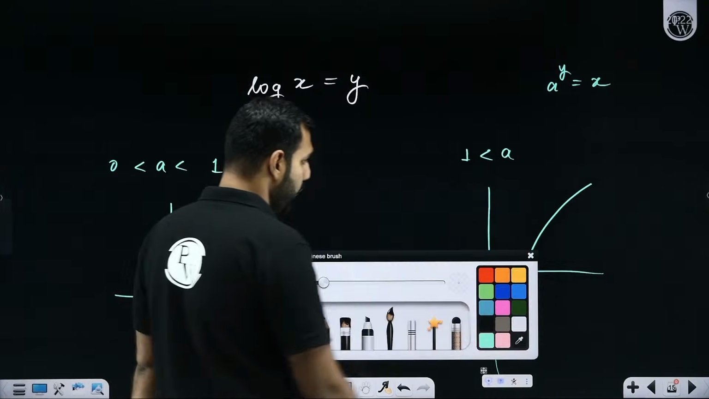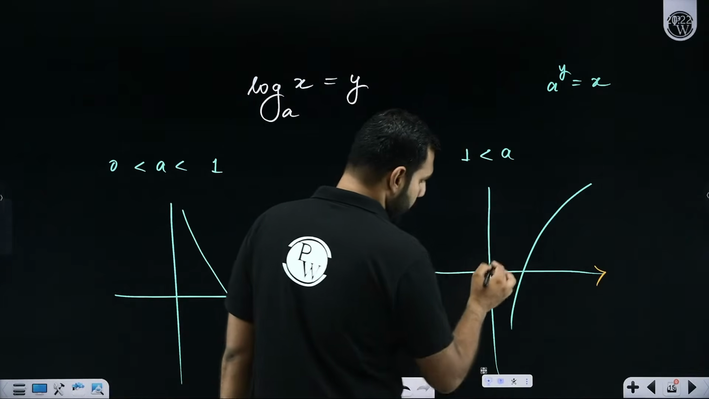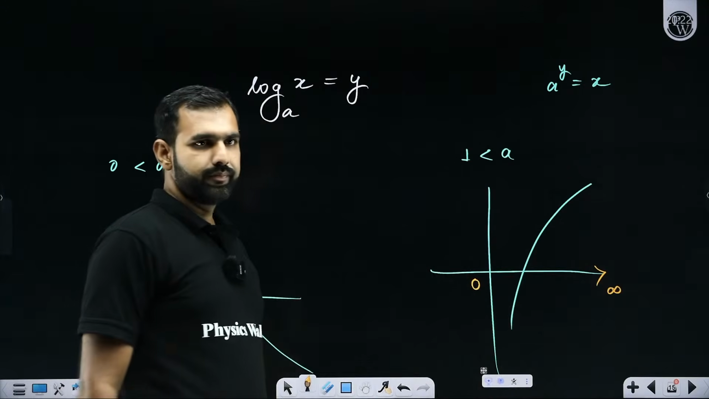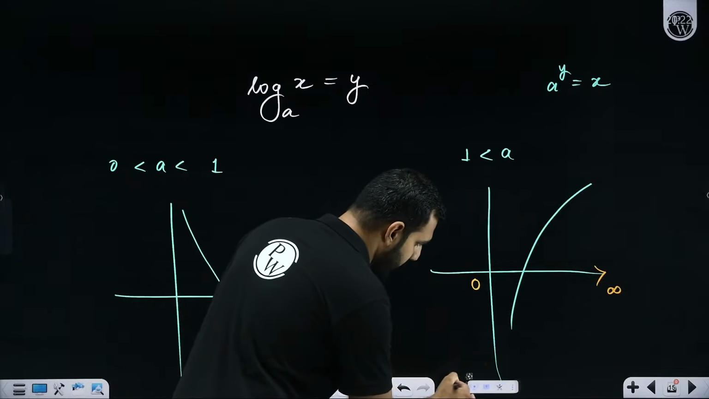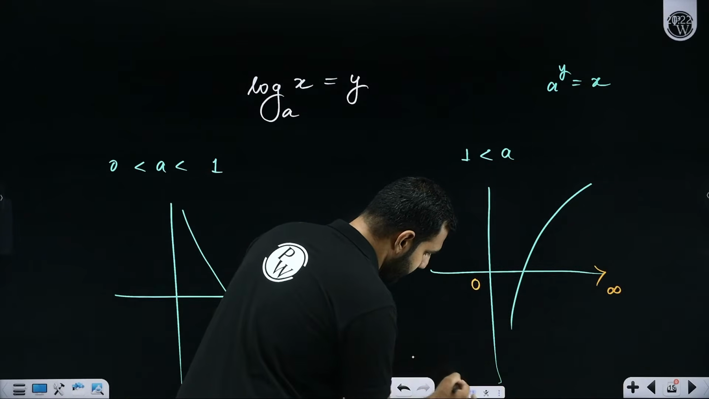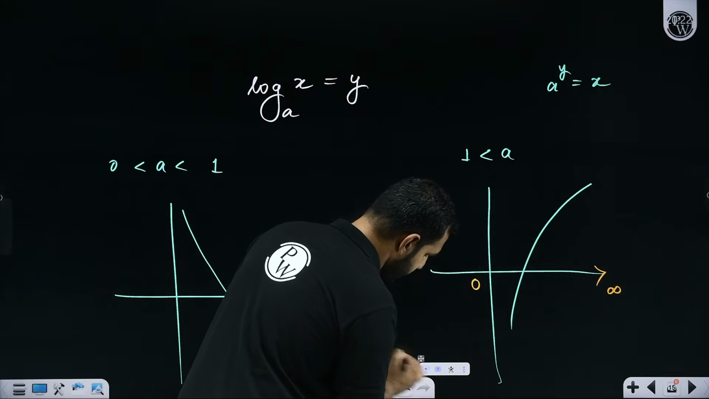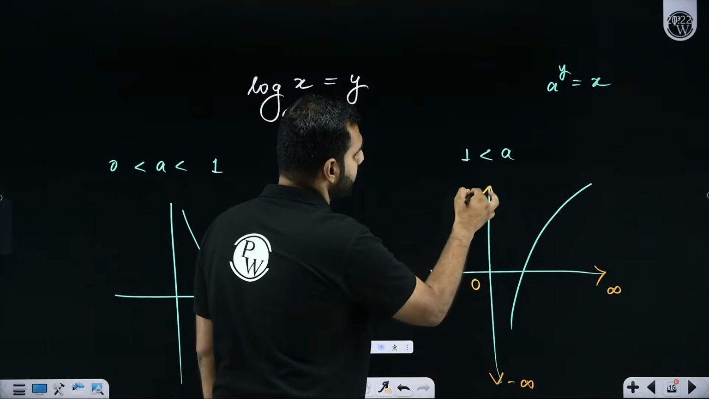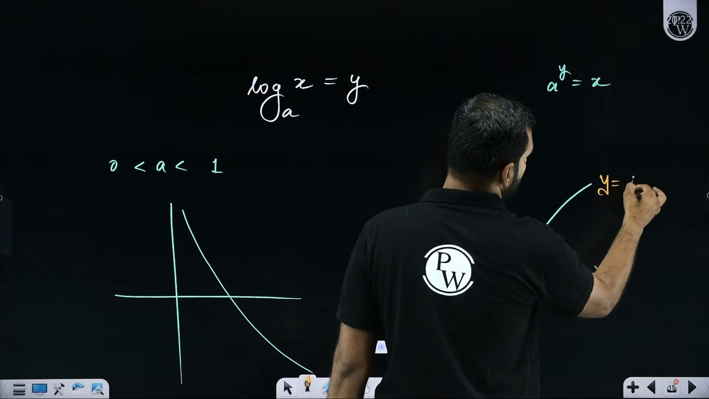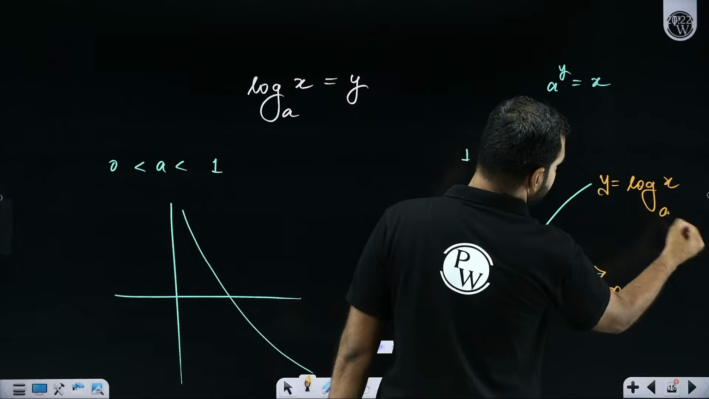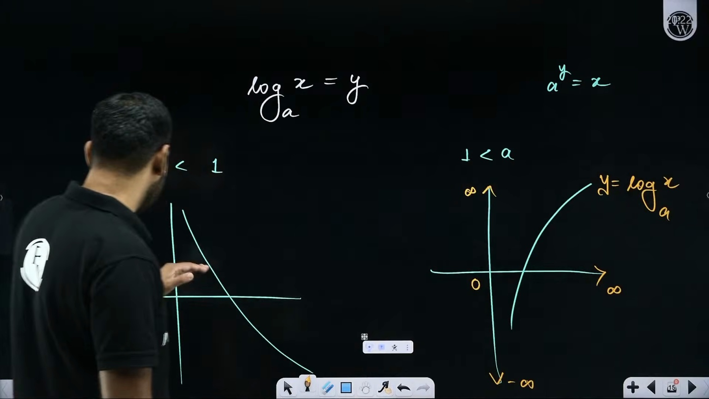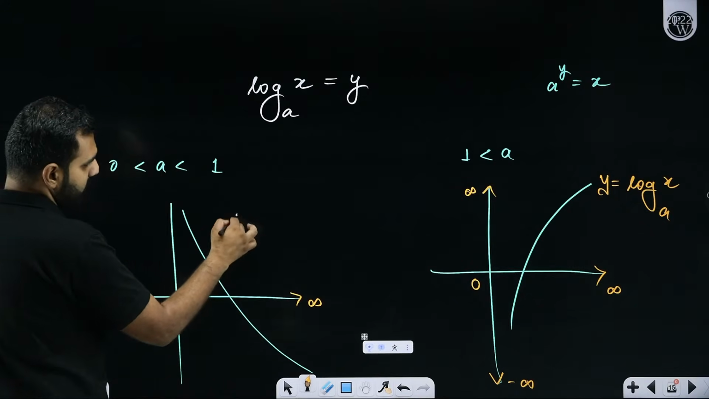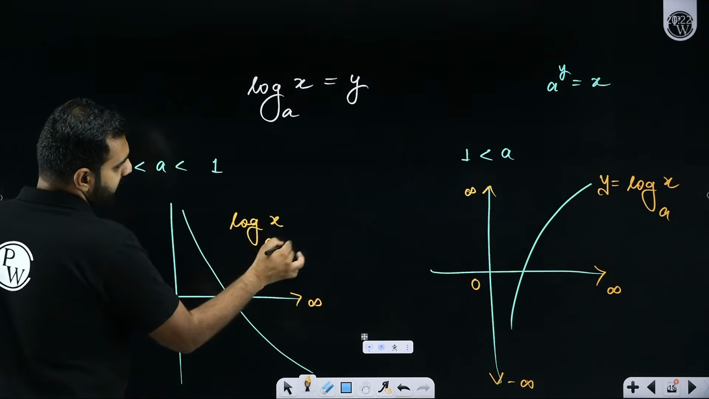Which means, if you are looking at the x-axis, it will take all the values greater than 0. But if you look at the y-axis, it will take all the values from minus infinity to infinity. That's the graph of y equals log x at base a, specifically when a is greater than 1. Again here, when you look at the graph of log x from the x-axis perspective, this is the graph of log x at base a.